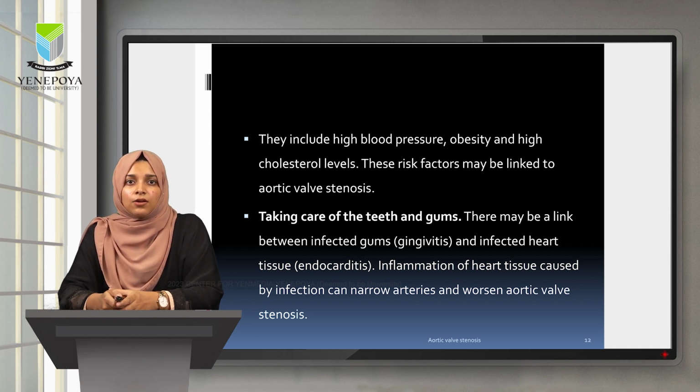Now, taking care of the teeth and gums, which we usually miss. There may be a link between infected gums, gingivitis, and infected heart tissue, that is endocarditis. Inflammation of heart tissue caused by infection can narrow arteries and worsen aortic valve stenosis.